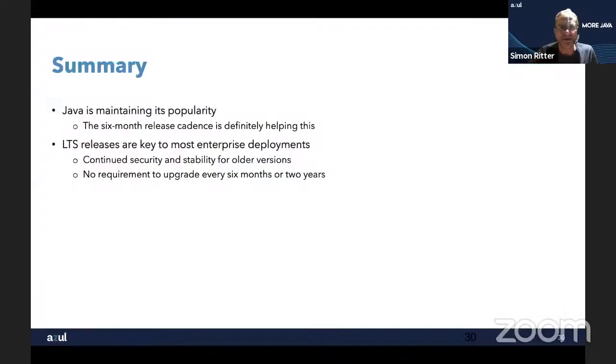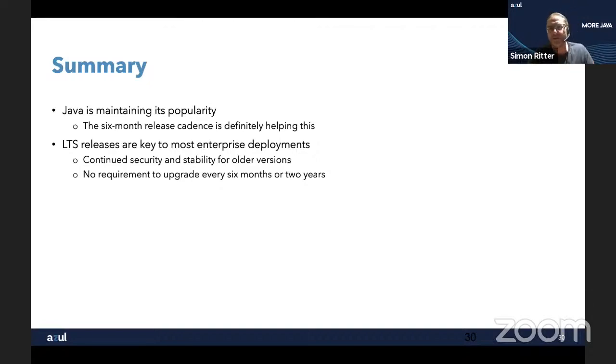To summarize then, basically, I think it's fair to say that Java is maintaining its popularity. The 6-month release cadence is definitely helping with this. The fact that we're seeing more changes coming through in terms of the language, in terms of the JVM, more quickly than we've ever seen in the past, is definitely keeping things fresh and keeping it as an appealing language for new developments. LTS releases are definitely key to most enterprise deployments.